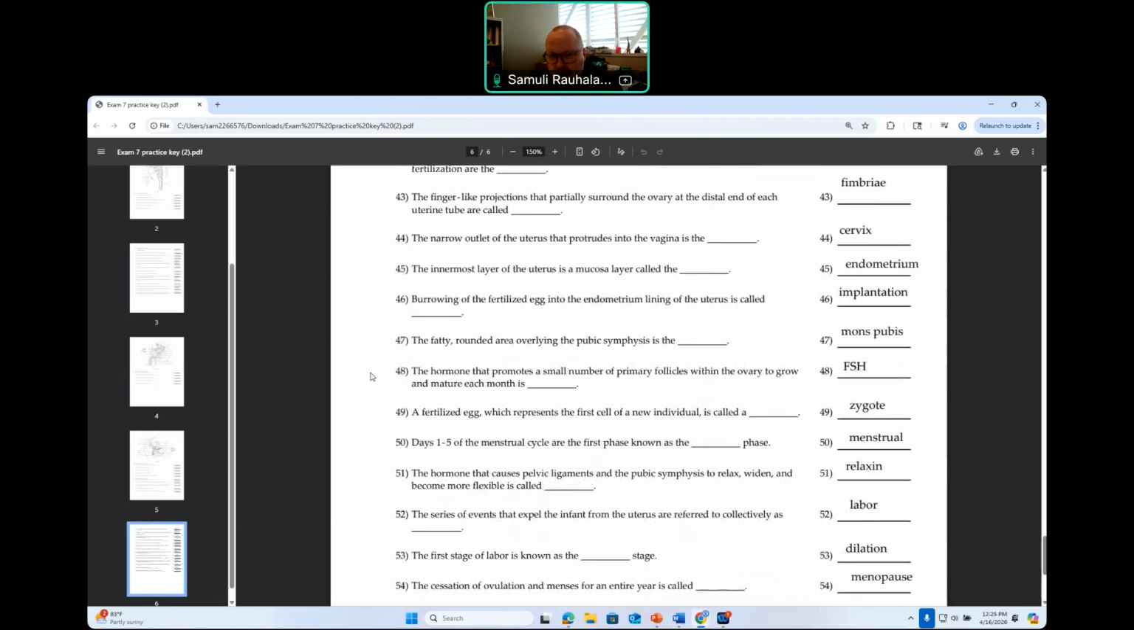In question 48, we see the hormone FSH, so follicle stimulating hormone. This does what it says on the tin. It drives the development of a follicle, so egg cell and the tissue immediately around it. Now, when an egg gets fertilized, it gets called a zygote. We see this in question 49.